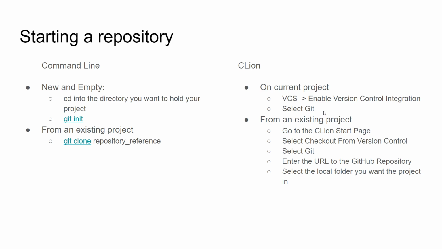Select Git. If you already have a project from online that you want to download and bring in, you go to the CLine start page, you say check out from version control, select Git, enter the URL that has the repository on GitHub, and then select the local folder that you want to be copied into.